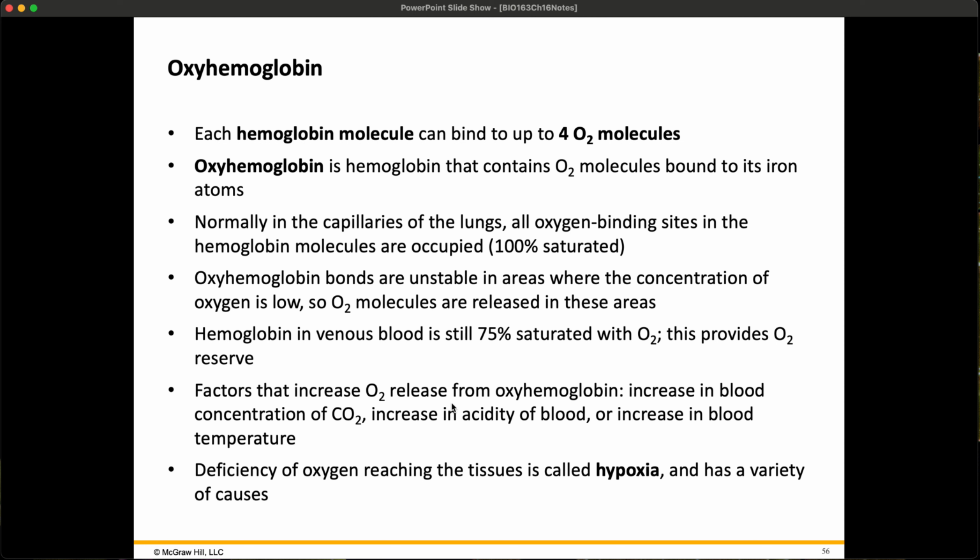Things that can increase O2 release from oxyhemoglobin: blood concentration of CO2, which also will inherently increase the acidity of blood, and an increase in blood temperature. Notice all of these things can happen from increased activity. If you're exercising, if you're running, if you're stressed, all of these things will occur and your body will naturally want to offload more oxygen to the cells for energy production. A deficiency of oxygen reaching tissues is called hypoxia. Lots of different causes for that, but it essentially inhibits the body from getting the oxygen that it needs.